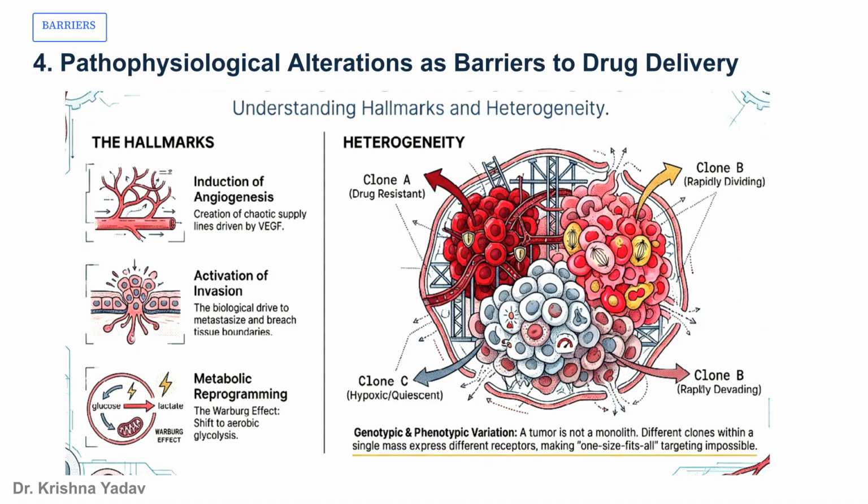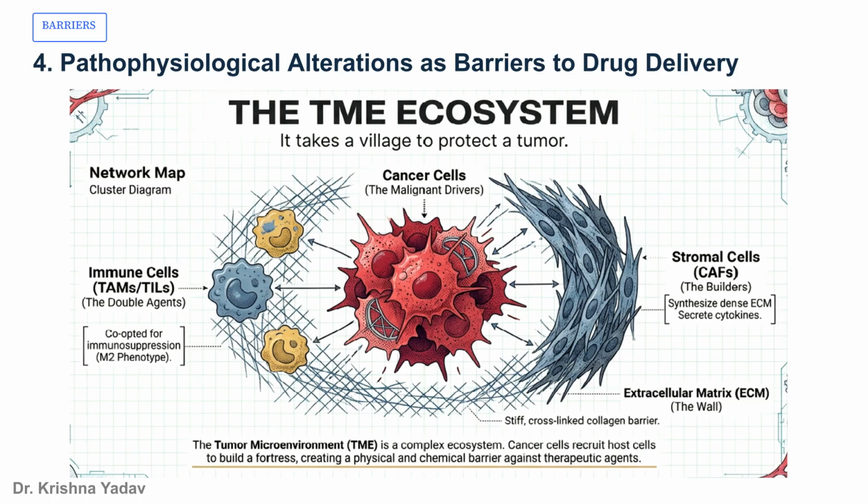Tumors exhibit hallmarks like angiogenesis, invasion, and metabolic reprogramming, such as the Warburg effect. Genotypic and phenotypic variation means a tumor is not uniform, rendering a one-size-fits-all targeting approach impossible. The tumor microenvironment's alterations, including cancer cells, immune cells, stromal cells, and extracellular matrix, create significant barriers to drug delivery, illustrating the complexity in trying to target a tumor.